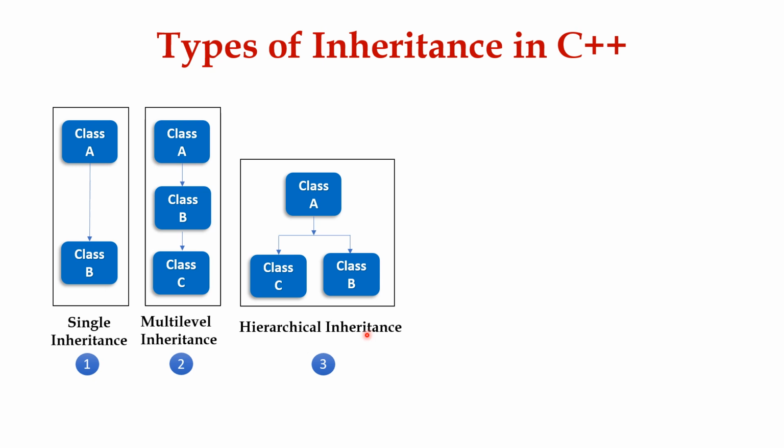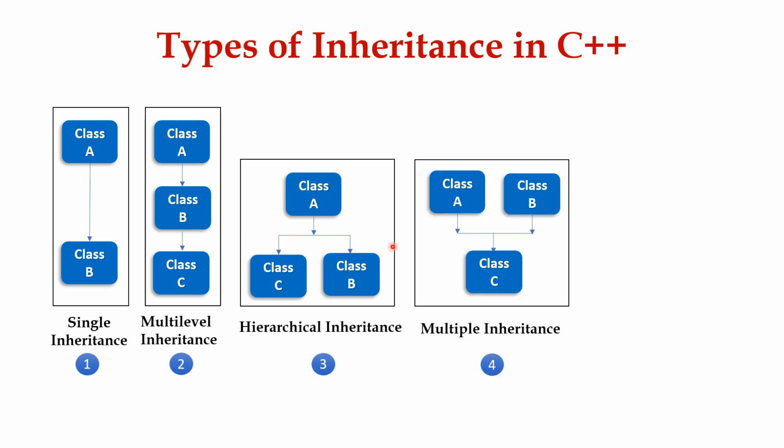Next, hierarchical inheritance. Here we have only one base class and multiple derived classes. In this example, we can notice that class A is the base class and class C and class B are derived classes of class A. Next, multiple inheritance. Here we have multiple base classes and a single derived class. So in this example, class A and class B are base classes and class C is the derived class. So class C is derived from multiple base classes such as class A and class B.